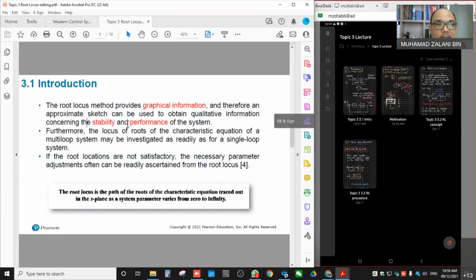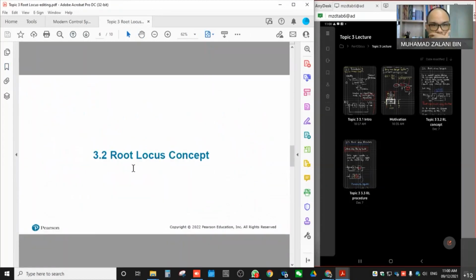There are some other points here, which I have already discussed just now in my lecture notes. When we talk about the root locus, we are actually talking about the graphical information, the sketch, the graphical representation, the stability, and so on. Then we end this introductory part with the definition of the root locus technique based on the Dorf textbook. He said that the root locus is the path of the roots of the characteristic equation traced out in the S-plane as the system parameter varies from 0 to infinity. Okay, that's it for the introduction.